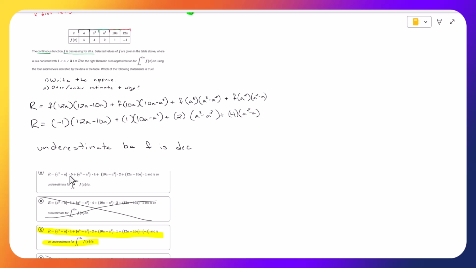And then let's look at A and figure out why it's wrong, just for sake of completeness. They do a squared minus a times 5. Well, a squared minus a times 5, that's looking at this left endpoint. This is just a left-hand Riemann sum instead of a right-hand Riemann sum. So it's a tricky answer. If you do a left hand instead of a right hand, you're going to end up getting this answer.